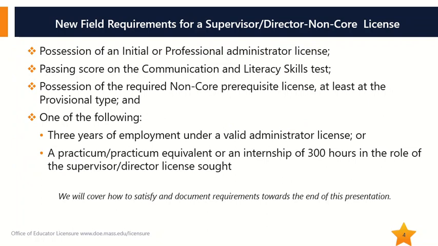New field requirements for a supervisor director non-core license consist of possession of an initial or professional academic administrator license, a passing score on the communication and literacy skills test, possession of the required non-core prerequisite license, at least at the provisional type, and one of the following: 3 years of employment under a valid administrator license, or a practicum equivalent, or an internship of 300 hours in the role of the supervisor director license sought. We will cover how to satisfy and document requirements towards the end of this presentation.